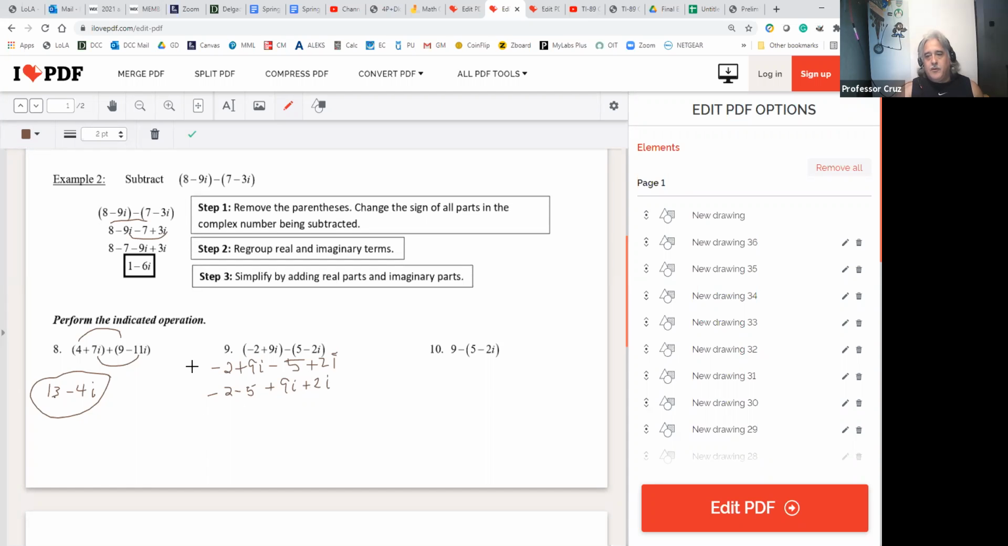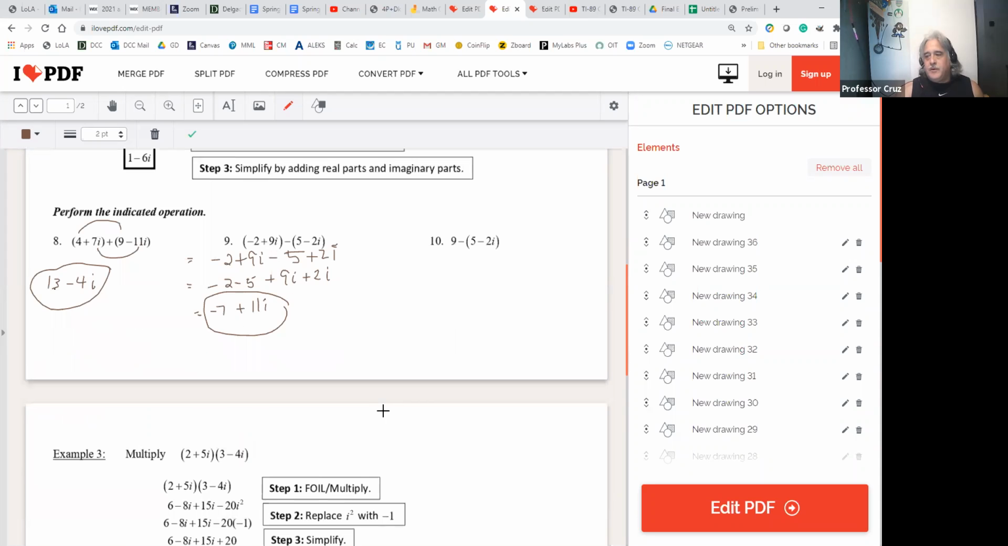So that's going to be equal to negative 7 plus 11i. All right, questions? Like I said, they don't have that many of these because these are not really any different than just plain old like terms type things.